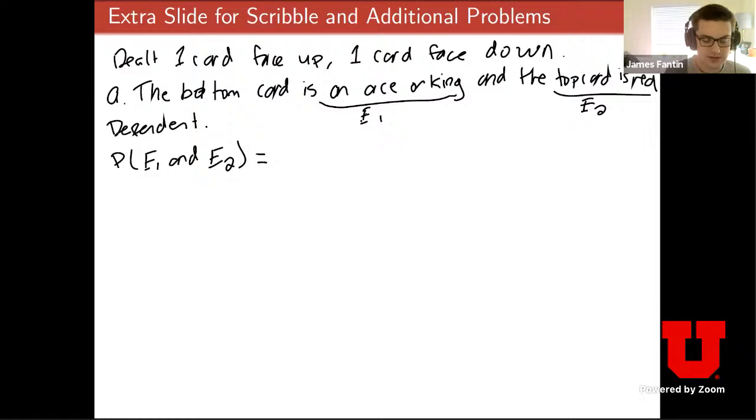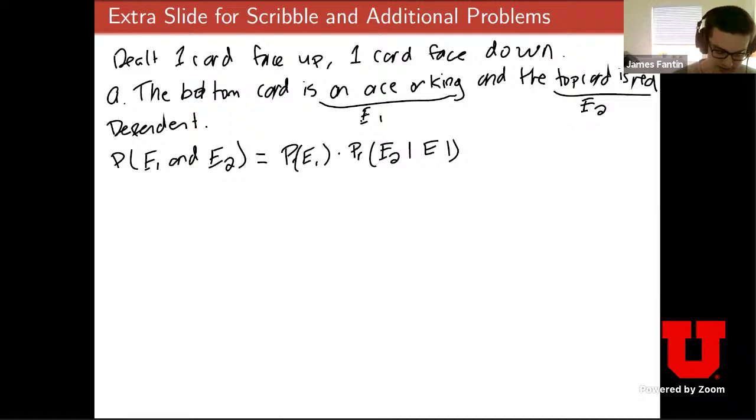Yeah, so Jordan, you're close. But there's one thing you're missing. So we would have the probability of E1 times the probability of E2 given E1. We need this extra probability times the event E1 out front. Alternatively, I mean, you could write it as the probability of E2 times the probability of E1 given E2.